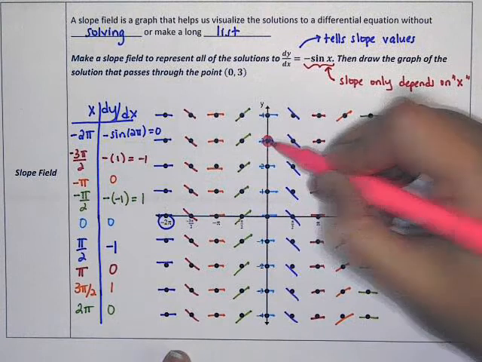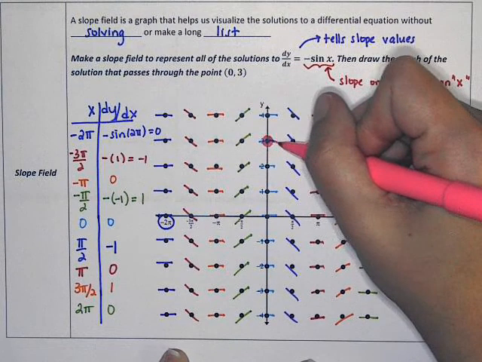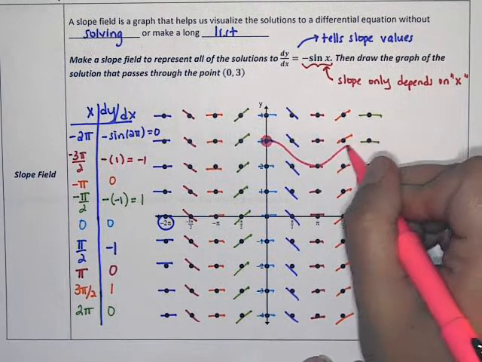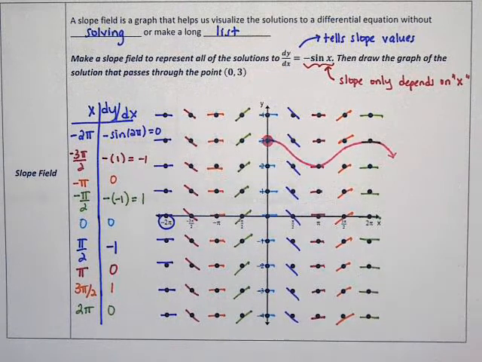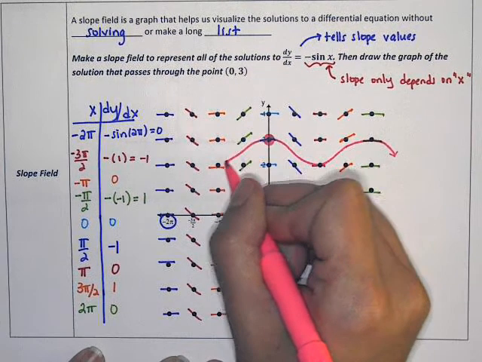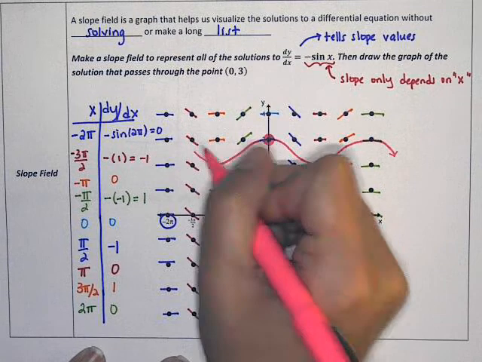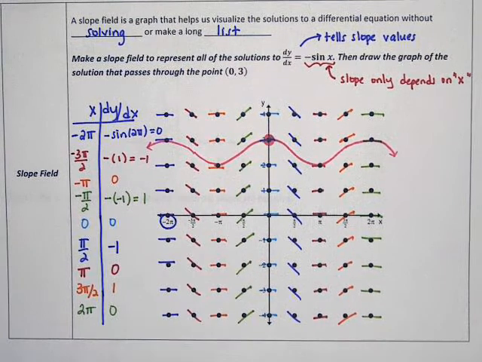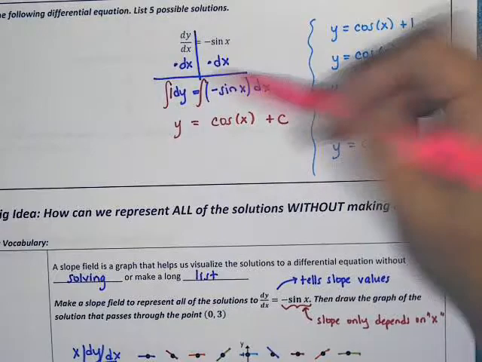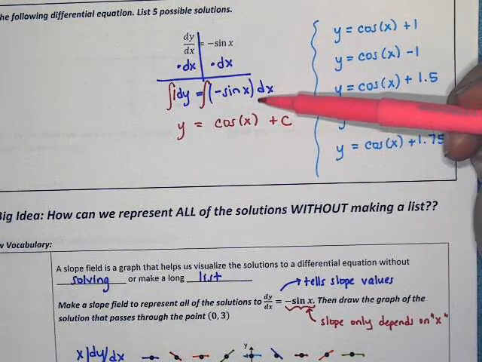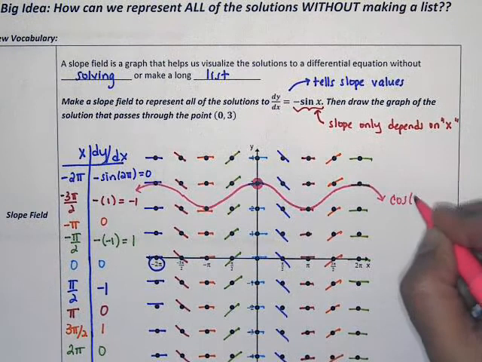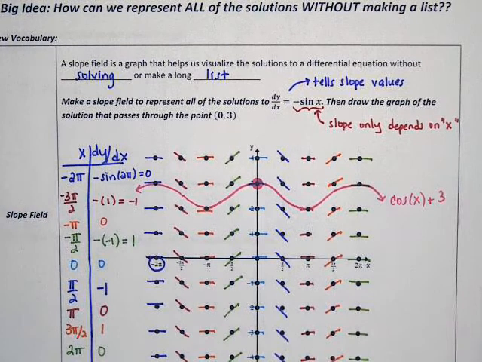So at 0, 3, it's kind of flat. So I'm going to go kind of flat, and then the slopes go downhill, and then they flatten out, and then they go uphill, and then they flatten out, and then they go downhill, I'm assuming. And then backwards, they go downhill, and they flatten out, and then they go uphill, and then they flatten out. Now, if I look at that picture, let's talk about how that helps me visualize this. I know from my previous problem that the original function here would have been cosine. If we look at the graph we just drew, this looks like a cosine graph with the initial value 3.